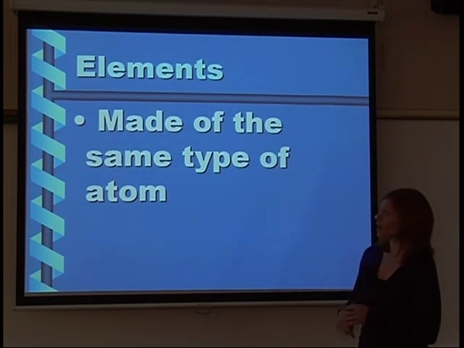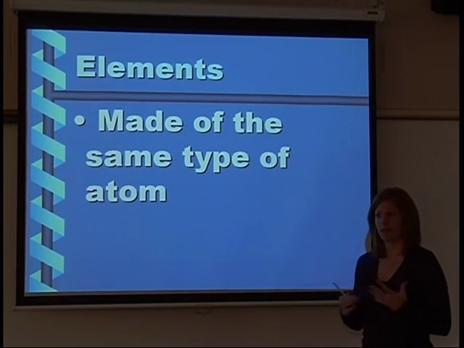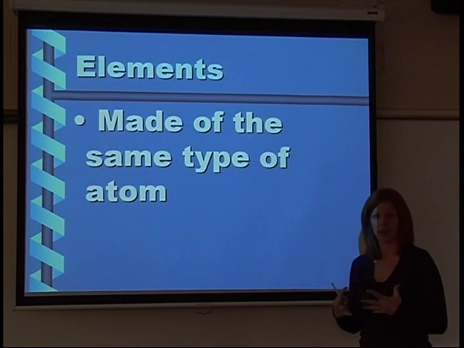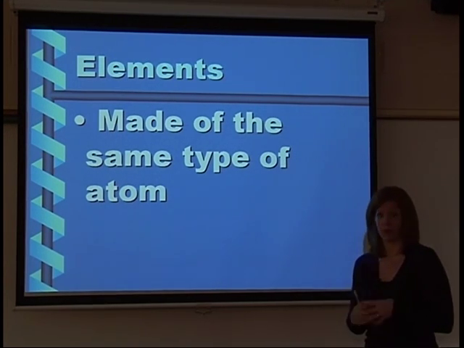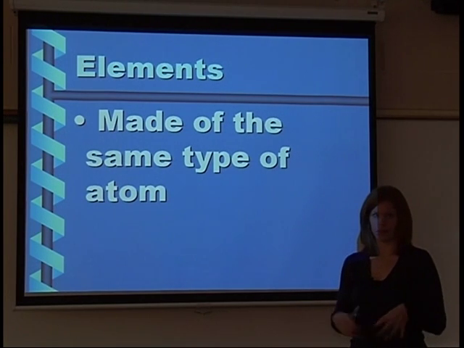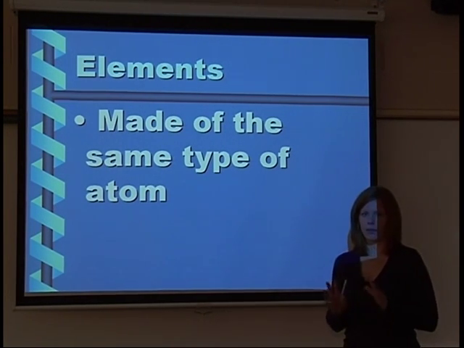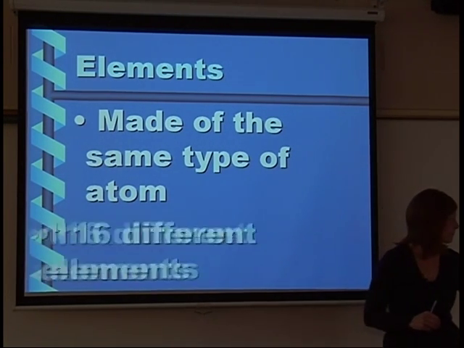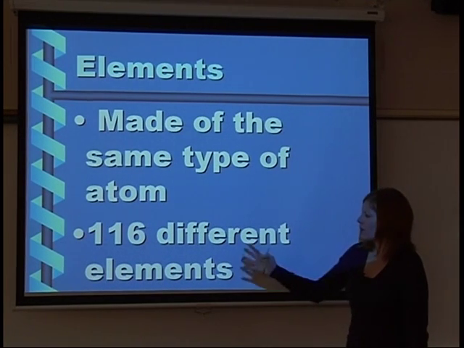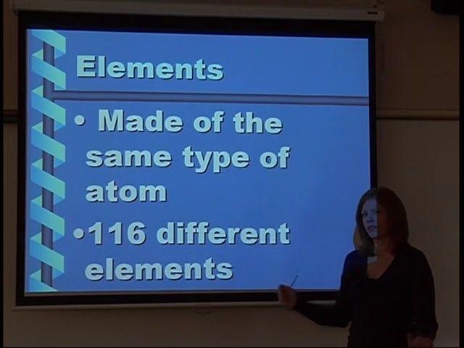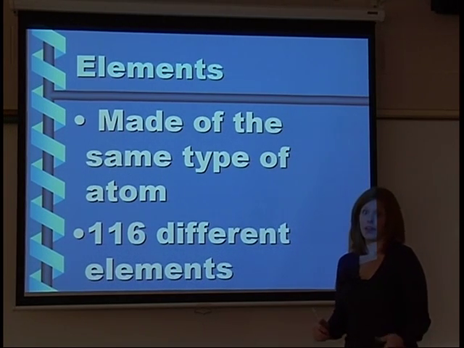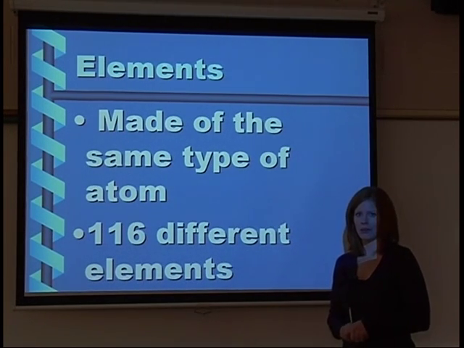So we also have elements. Elements are structures that are made of just one type of atom. For example, gold. If you had something that's made out of gold, it's just gold. There's nothing else mixed in with it. It's one type of atom. And there are about 116 different elements. Kind of varies a little because sometimes there's man-made elements, and they actually are constantly making new man-made elements.